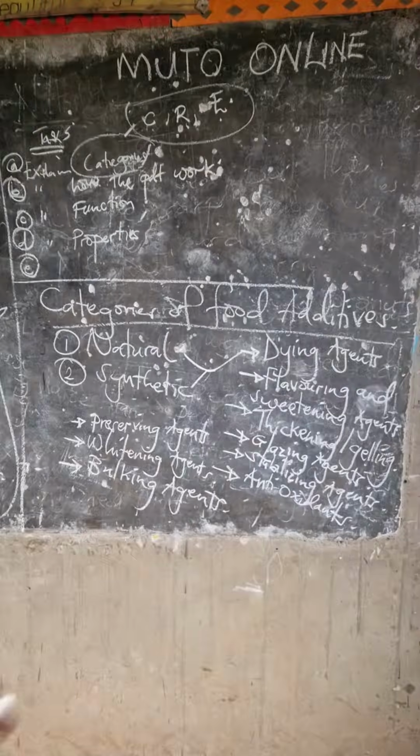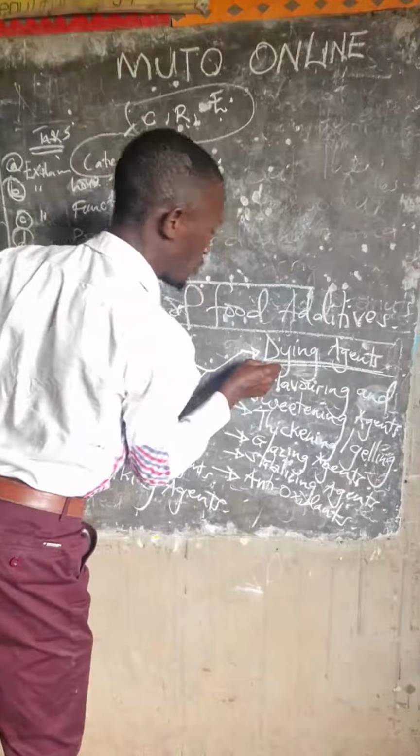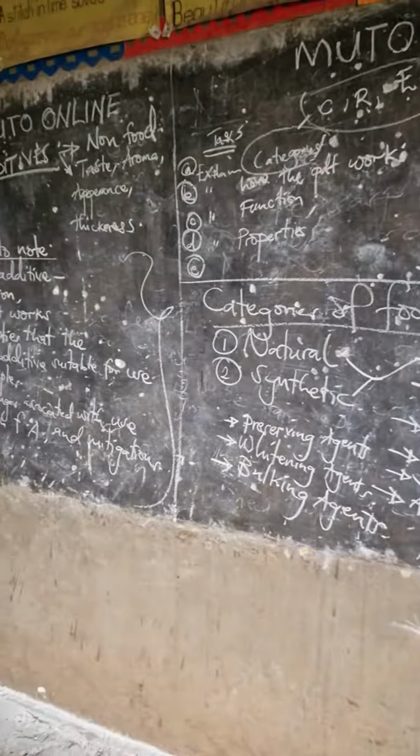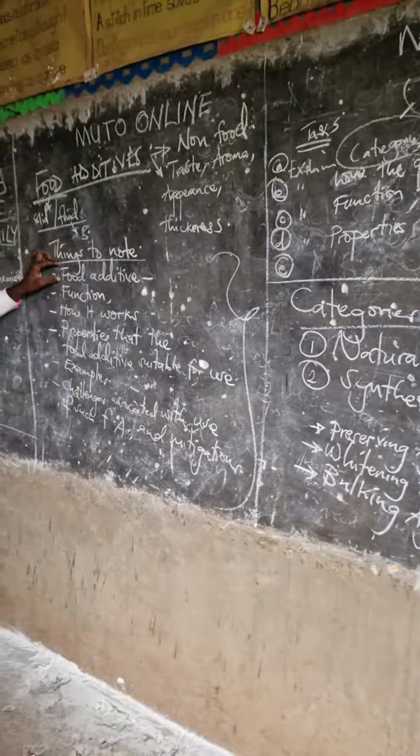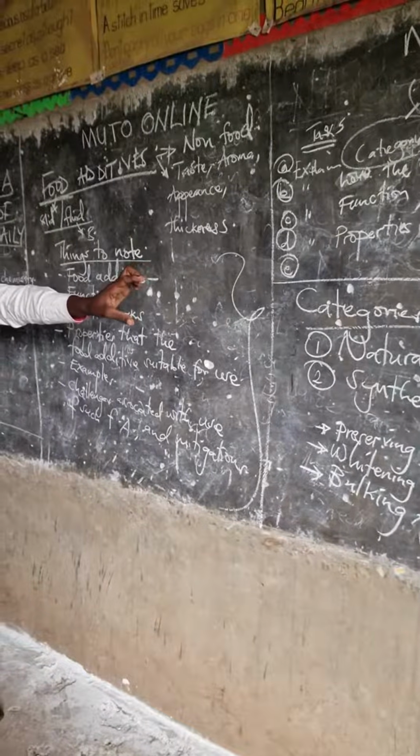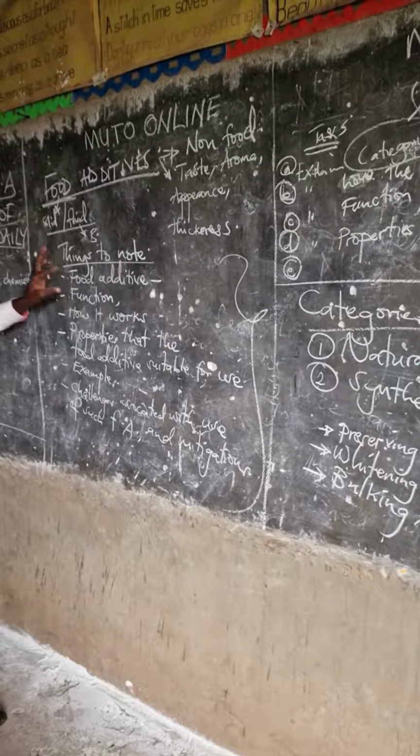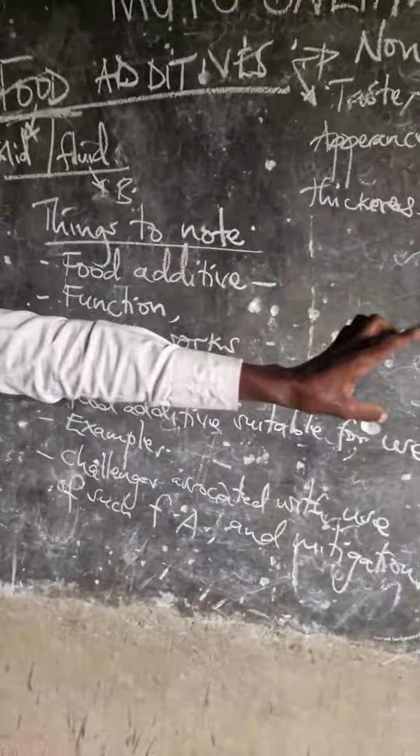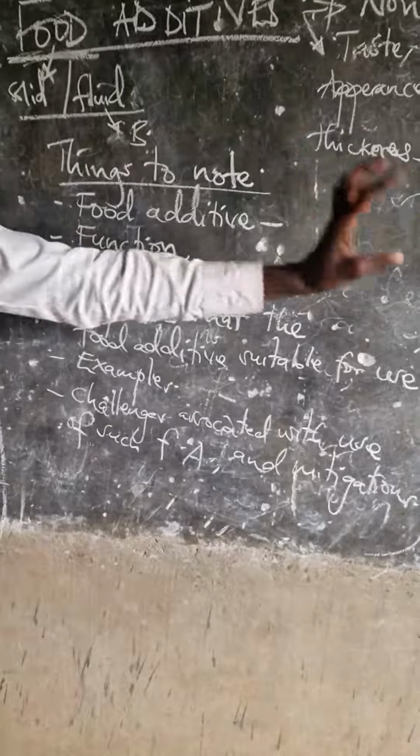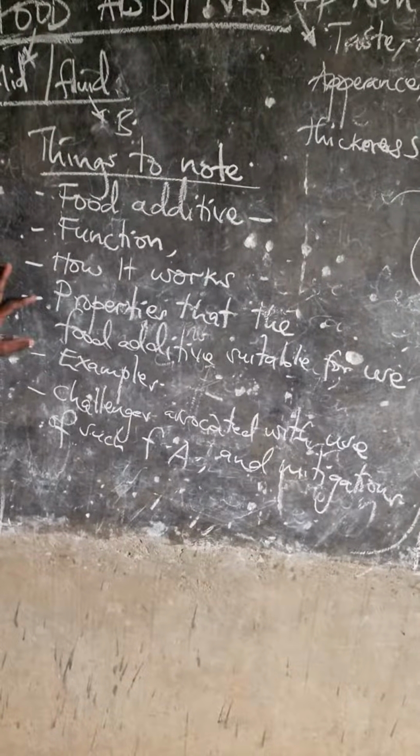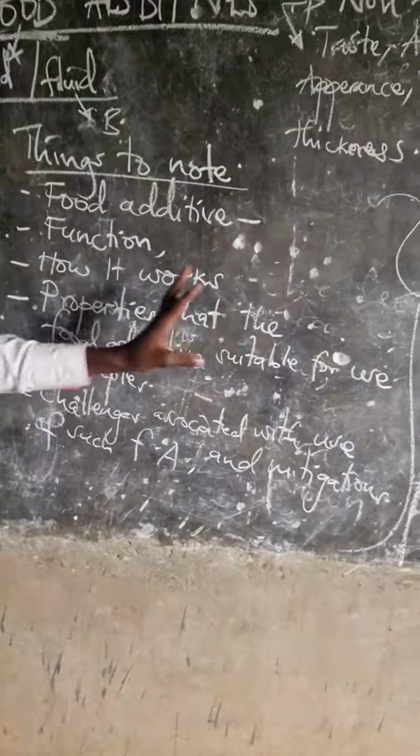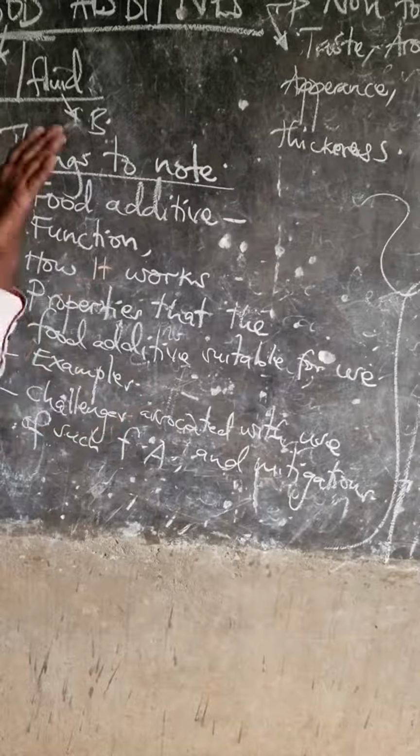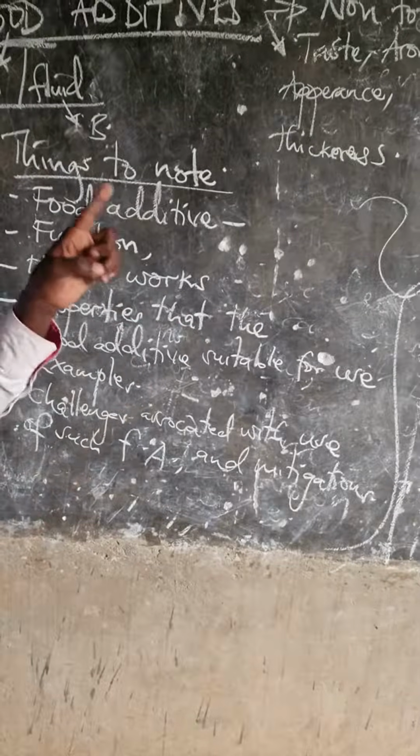As we look at them one by one, we shall reflect on the outline, the breakdown we gave. We shall look at the dyeing agents. Then we shall give the function of the dyeing agents, how they work, the properties that make them suitable for use, the examples of dyeing agents, both natural and synthetic, and then some challenges associated with the use of those dyeing agents and the mitigations. We shall look at them one by one.